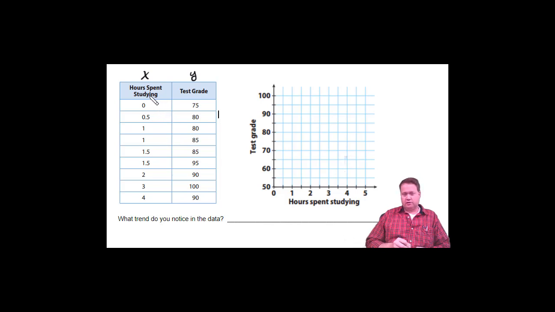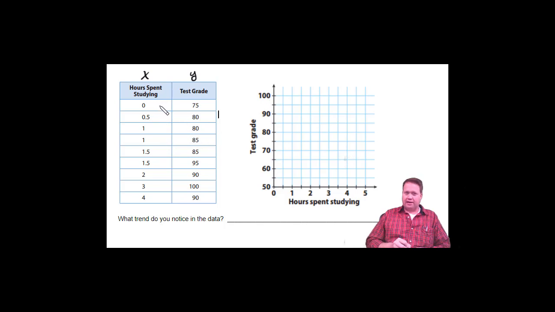One of the things we can do is make a prediction. If somebody spends a lot of hours studying, we might anticipate that their grade will go up. And if they don't spend very many hours studying, maybe their grade would go down. Let's go ahead and create this dot plot, or this scatter plot.